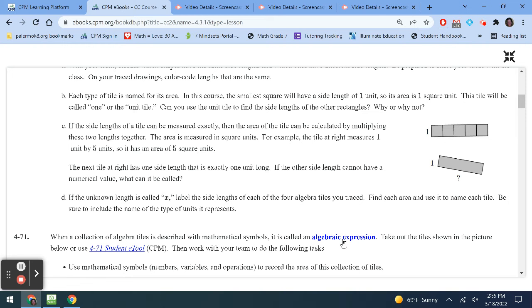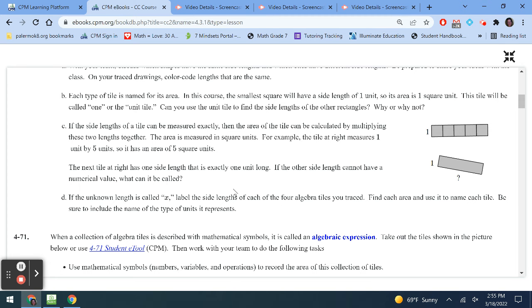So for C, it says if the side lengths of a tile can be measured exactly, then the area of the tile can be calculated by multiplying those two lengths together. The area is measured in square units. For example, the tile at right, so they're talking about this one right over here, which I have very few of in my class, measures 1 unit by 5 units. So it has 5 square units, and we call it a 5.